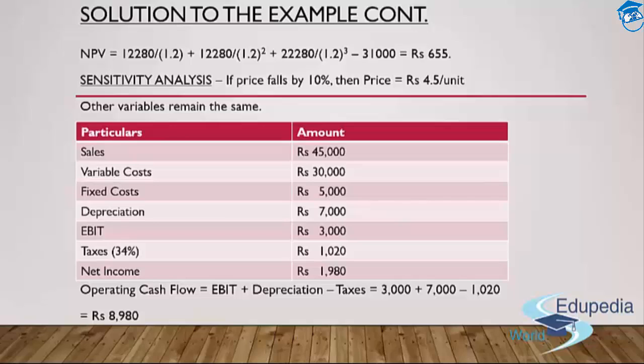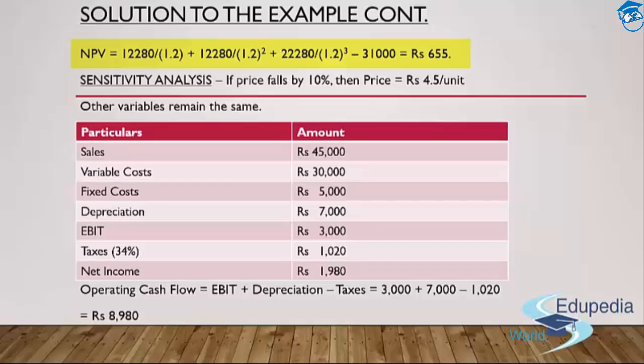12,280 divided by 1.2, that is my required rate of return of 20%. I'll be dividing 12,280 rupees by that, adding 12,280 rupees for year 2 divided by 1.2 to the power 2, and finally 22,280 divided by 1.2 to the power 3. I'll get the overall cash flow, how much I'll be able to recover from this investment, and out of the same, I'll be deducting my initial investment that was 31,000. I'll get the positive NPV of rupees 655. This is the common scenario, the normal scenario.